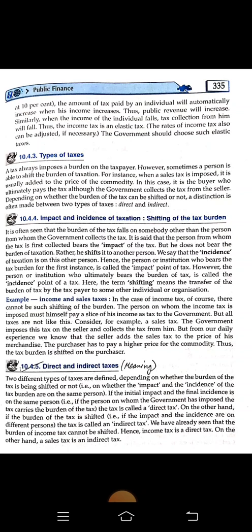The shopkeeper is collecting and he is now submitting it to the government. So it is imposed on somebody else, but the consumer is bearing the incident. Right? So for example, we can say that indirect tax, the impact and the incident is on two different persons. Like for example, sales tax.